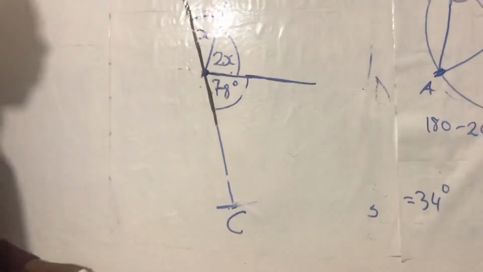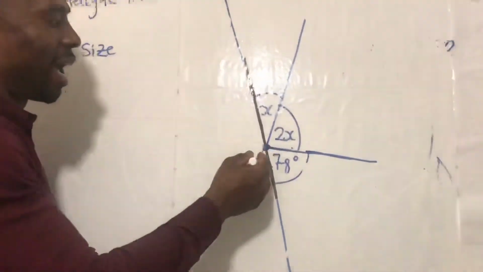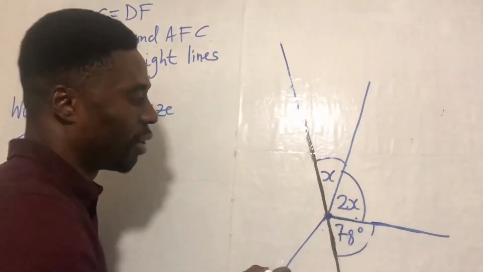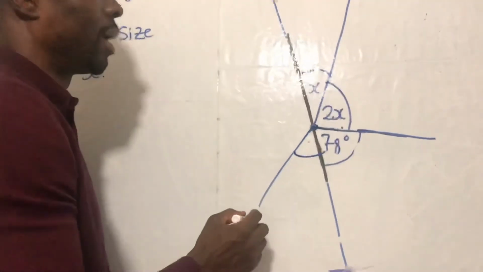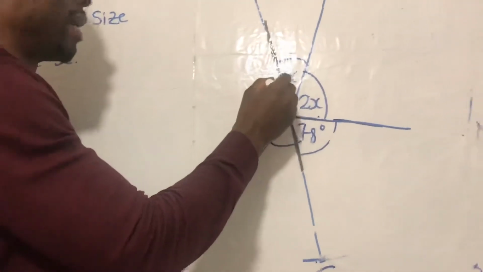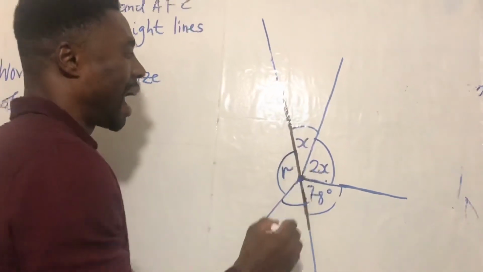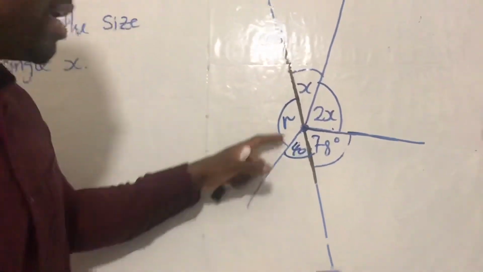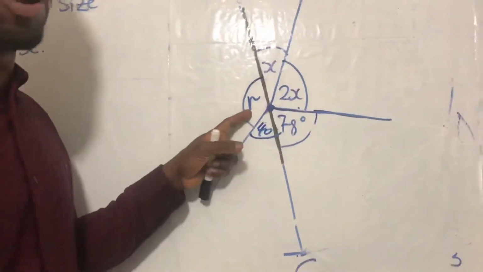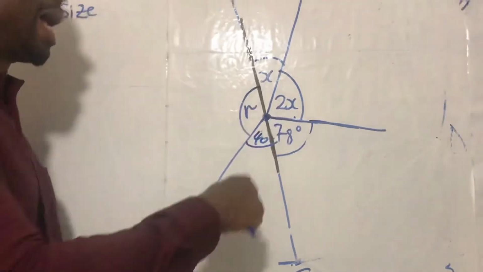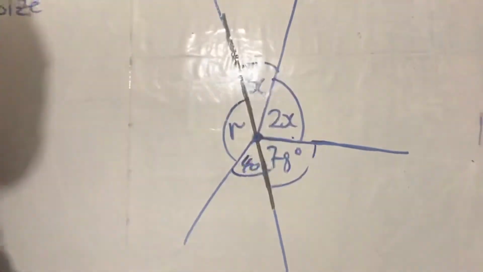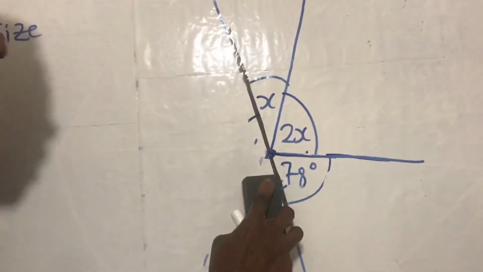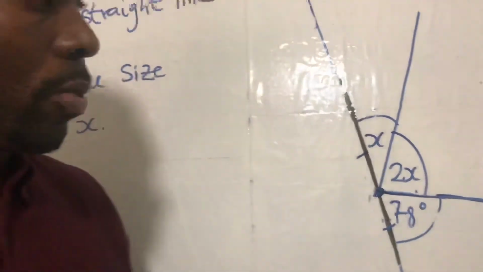Some questions, examiners might actually have some angles over here, and you might have to use other angles. Say, for example, we had something here, and we might be asked to find what this angle is. So let's say this is R, and we're told this is 40 degrees. Then we'll be able to figure out what R will be using the fact that angles at a point add up to 360. But that's not what we were given, so we don't need that. So we get X equals 34.